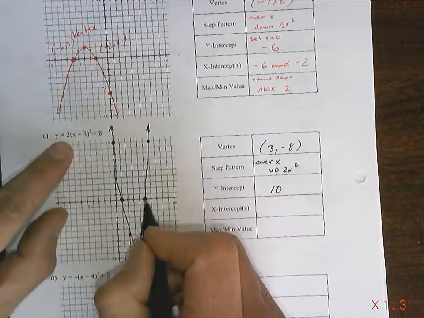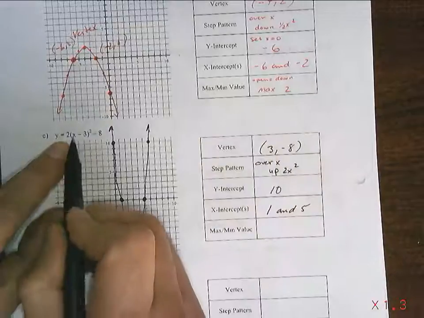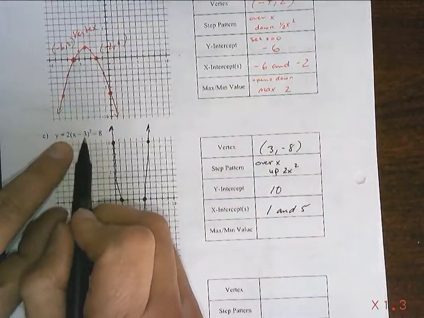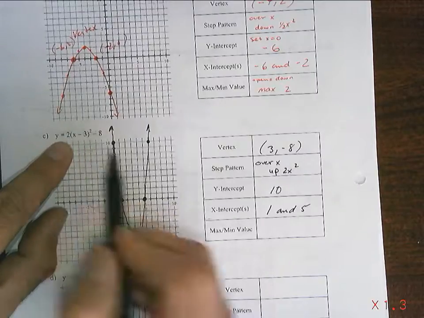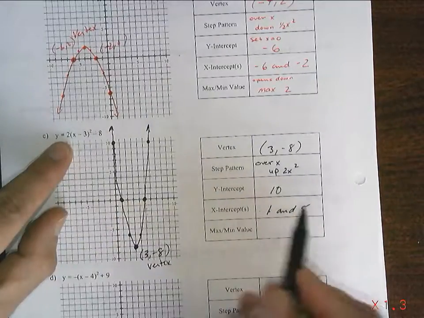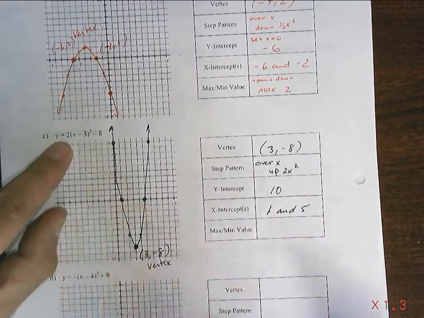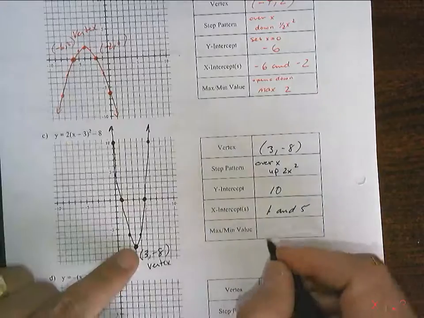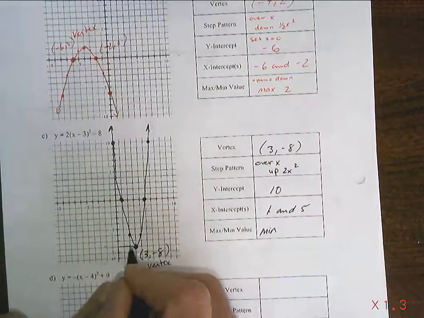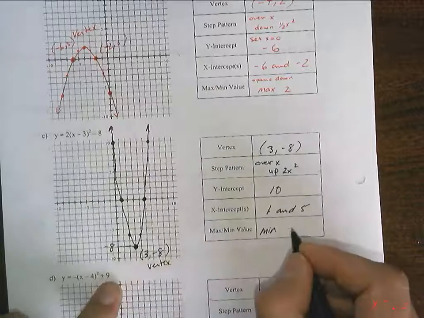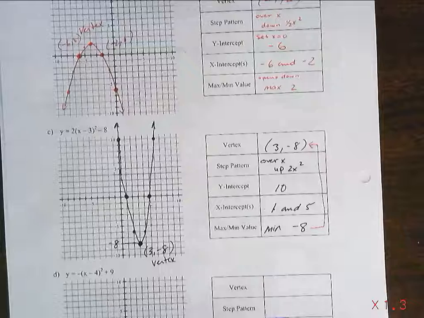X-intercepts look like they should be 5 and 1. Let's check. Put in 1. 1 take away 3 is negative 2. Negative 2 squared is 4. Times 2 is 8. 8 subtract 8 is 0. That one works. 5, 5 subtract 3 is 2. 2 squared is 4. 4 times 2 is 8. It works. It opens up, so it's going to be a minimum. And the minimum value is negative 8, which again, you can see from the vertex.